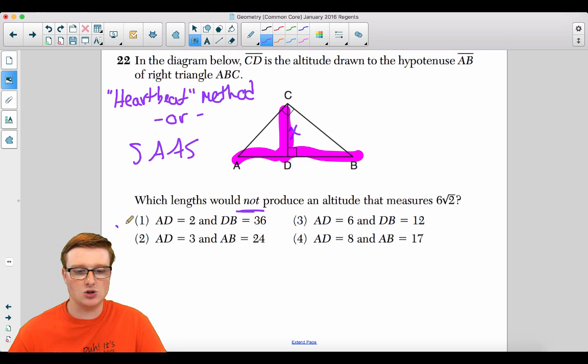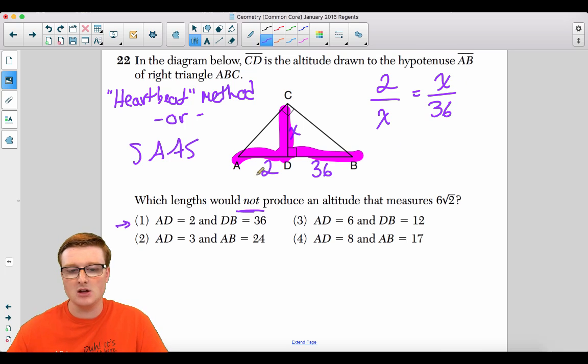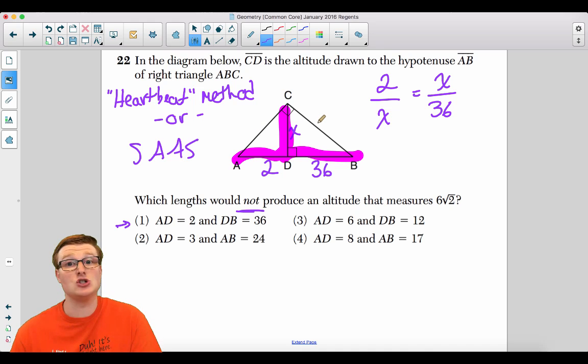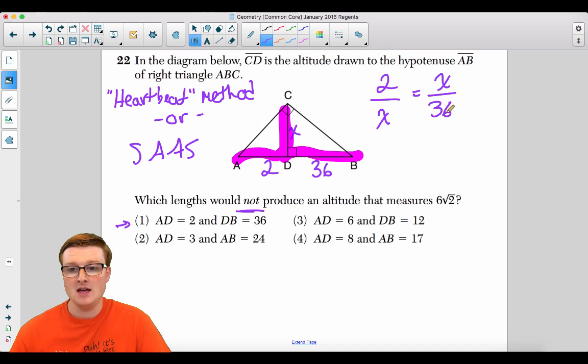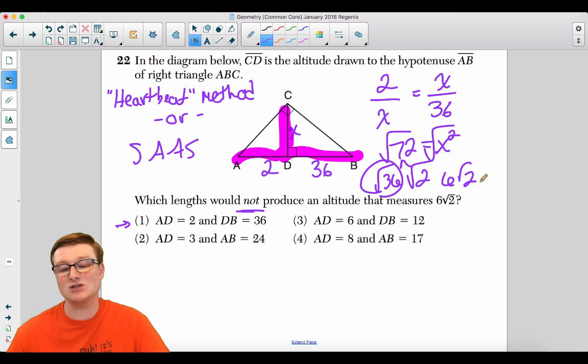Well, let's take a look at choice 1. If AD is 2 and DB is 36, does that produce 6 radical 2? Well, the flat line over the pulse, this is the heartbeat that I'm talking about, flat line over the pulse equals the pulse over the flat line. 2 over x equals x over 36. When you go up, you must come down so that x is used twice. That's your mean proportional. 36 times 2 is 72 equals x squared. Then you take the square root. You could simplify radical 72 into 36 and 2, and that does give you 6 radical 2. So that actually does work.